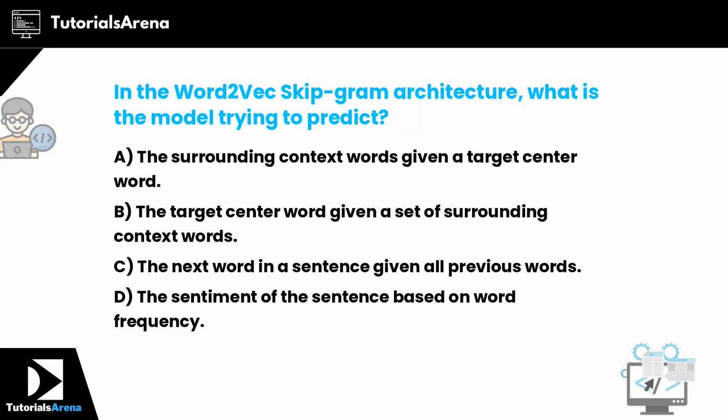In the Word2vec skip-gram architecture, what is the model trying to predict? The correct answer is option A. The surrounding context words given a target center word.